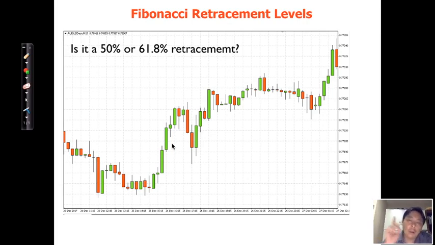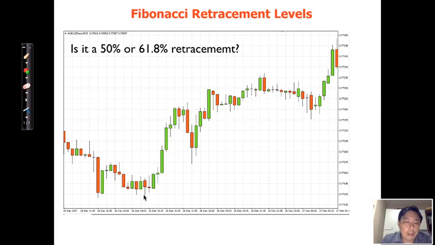So the question is, can you identify where's the ABC pattern? All right, take a minute, look at the chart and think, is there an A, B, C pattern, where A to B is the impulsive wave and B to C is the corrective wave, right? Take a look, see if you can find one. Have you found one? Okay, good. So there are actually two.